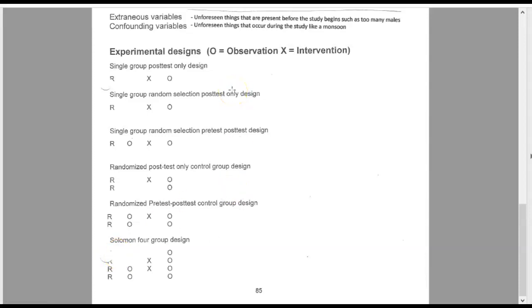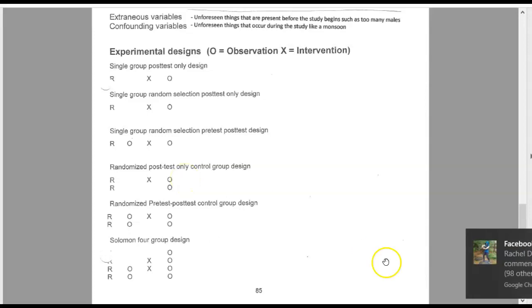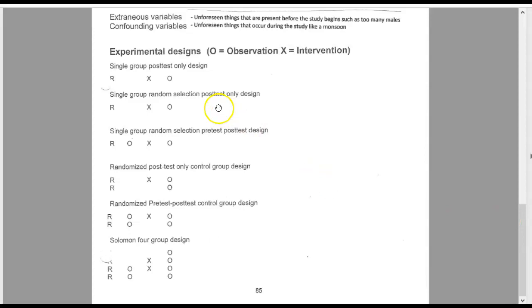Different ways of doing an experiment. It goes from the least to the most scientific, or in other words, the most amount of error, and then the least amount of error. So let's go through these. First, single group, post-test only.